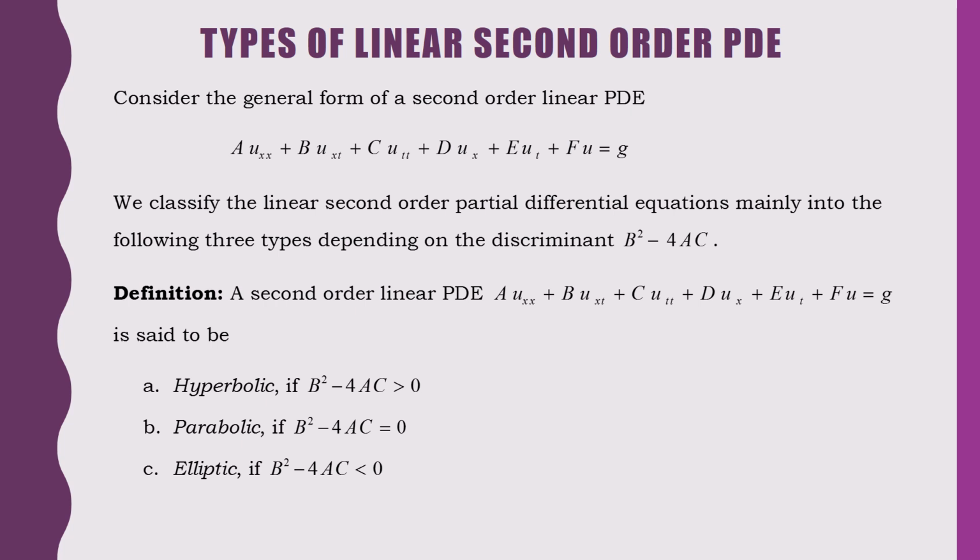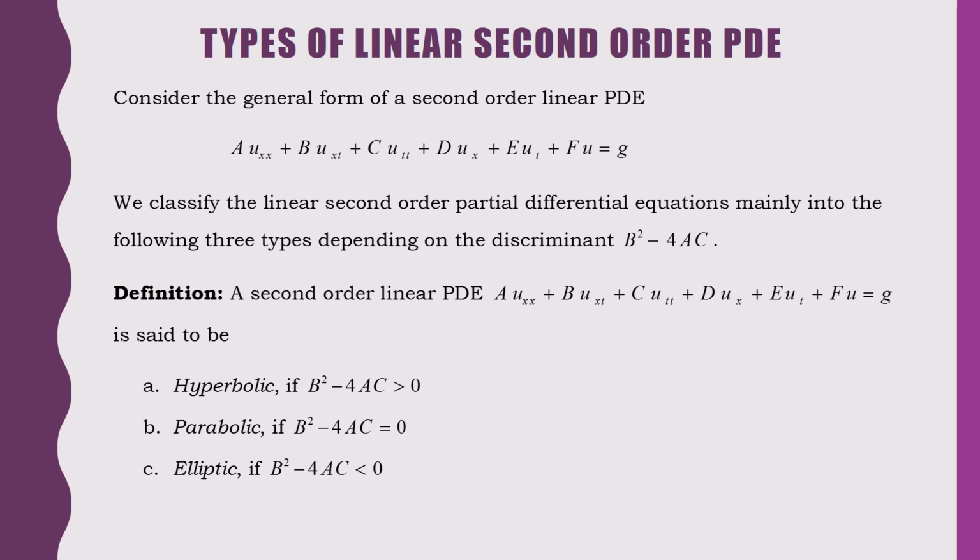Of course, we can also consider a homogeneous second order linear PDE of the form A u_xx plus B u_xt plus C u_tt plus D u_x plus E u_t plus F u equals 0. Now we classify the second order linear PDEs into three larger classes depending on the discriminant b square minus 4ac.